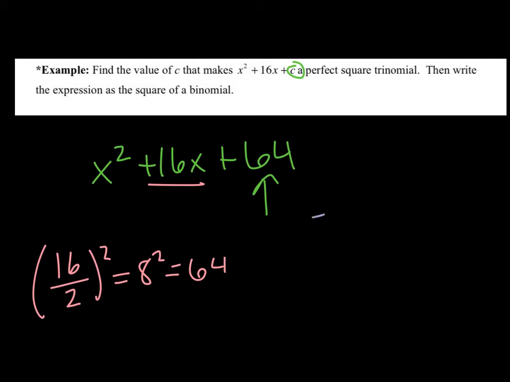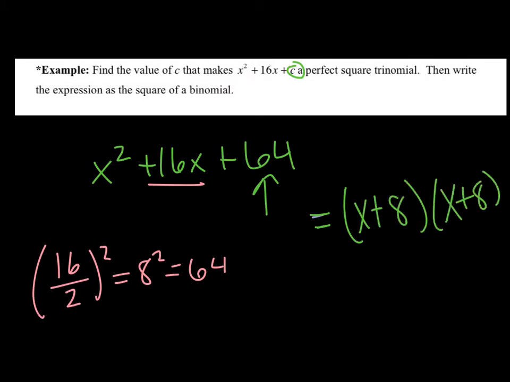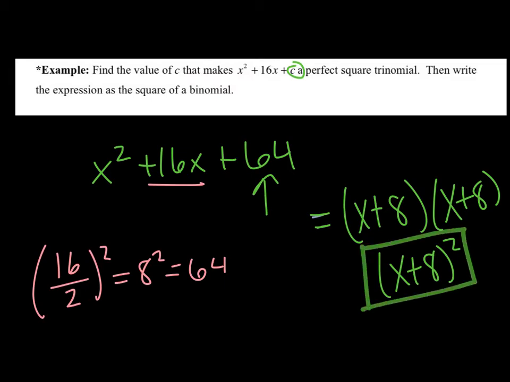So if we try to write it as a squared binomial, it would just be x plus 8 times x plus 8, or x plus 8 squared. The square root of 64 is 8, the square root of x squared is x, first times last, so x times 8, doubled. So we work backwards. The theme of completing the square is dividing that middle term by 2 and squaring it. So divide by 2 and square.